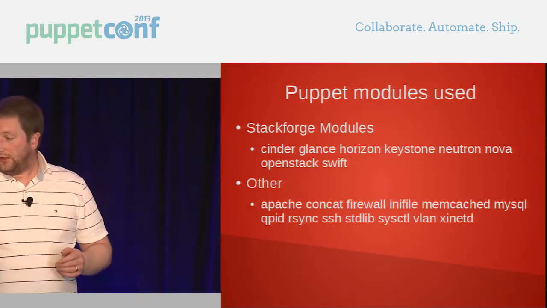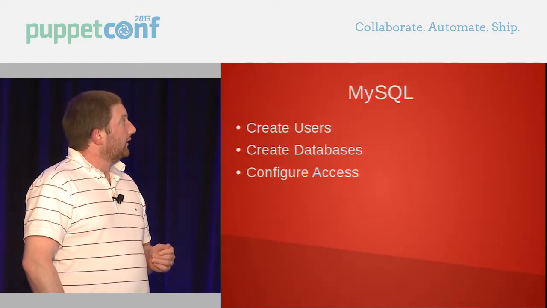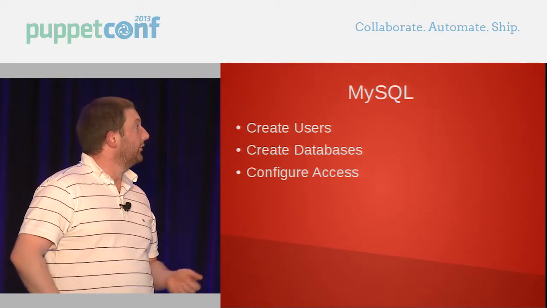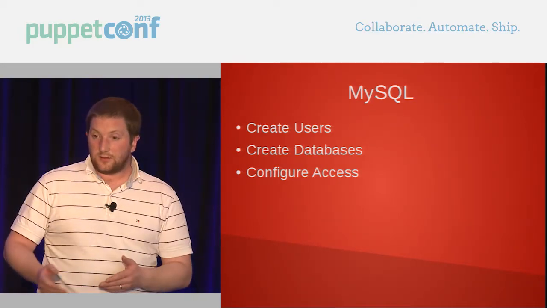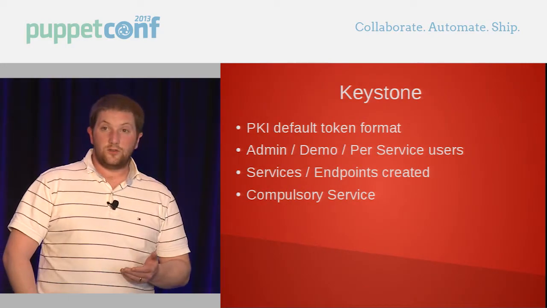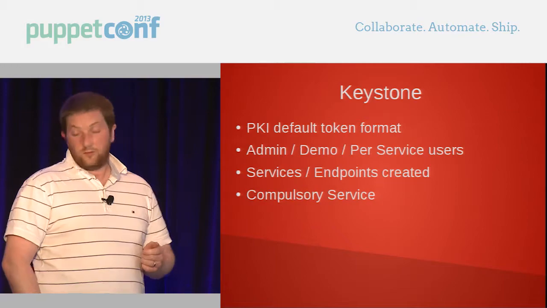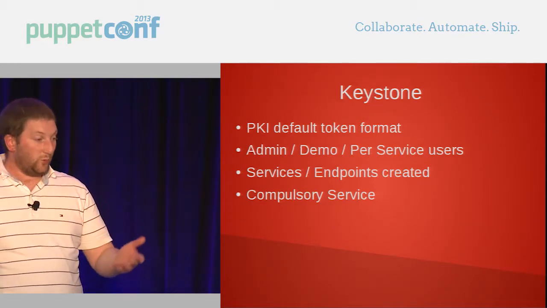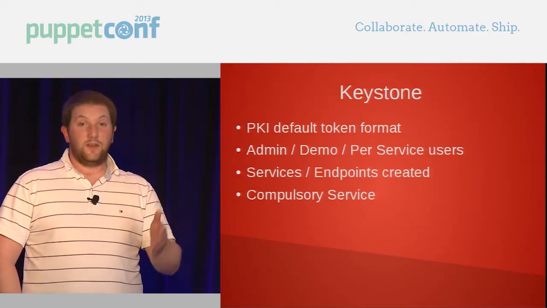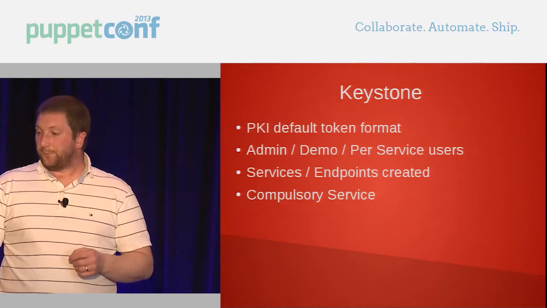So some of the things we're doing in each of the components. In the MySQL component, we're creating users, and this is all through Puppet modules, creating users, creating databases, configuring access to those databases. In the Keystone module, which is OpenStack's identity service, the default authentication is PKI. Through Packstack, you can change the authentication to UUID, and that in turn changes a parameter that's passed into the Puppet module, which works the proper configs.